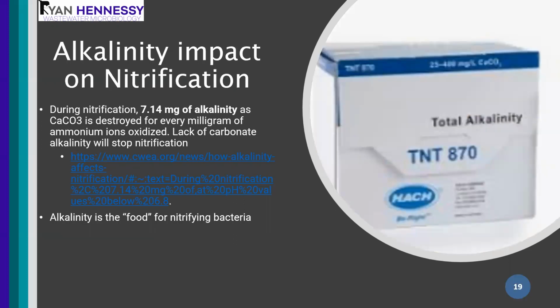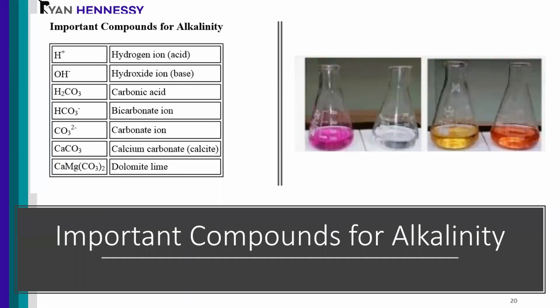As for the impact of alkalinity on nitrification, as mentioned, we're going to consume 7.14 milligrams of alkalinity every time we oxidize ammonia to nitrate. And eventually, if we run out of alkalinity, which is the food for the nitrifiers, we'll stop the process of nitrification, in addition to dropping the pH, which can have other impacts.